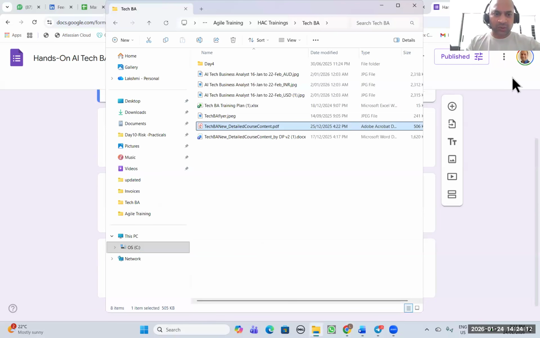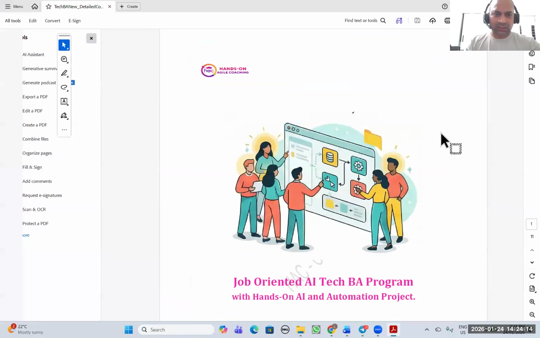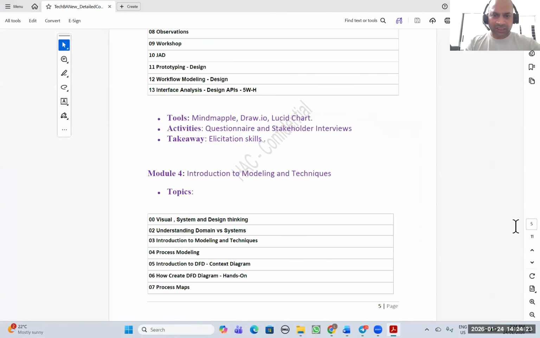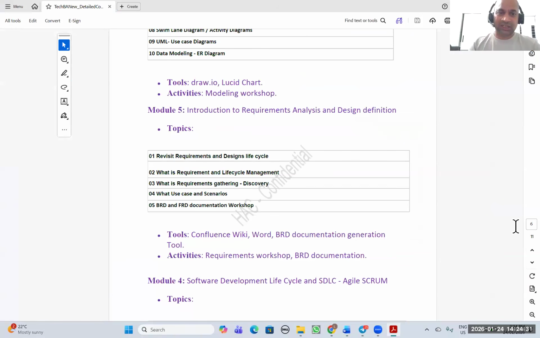You can see the tools and techniques: mind mapping, draw.io, Lucidchart, Confluence, BRDs, writing the requirements. You will be given access to Jira and Confluence, and you will be practically doing it, like more of an internship kind of role. You will be logging into these tools and practicing on the weekends. You are going to learn the subject on weekends, and on weekdays you will be doing the hands-on activities.